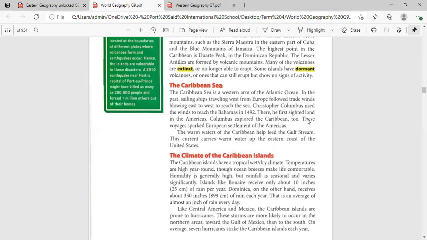All right, let's complete the Caribbean Sea, then the climate of the Caribbean islands. Adham, go ahead and read.